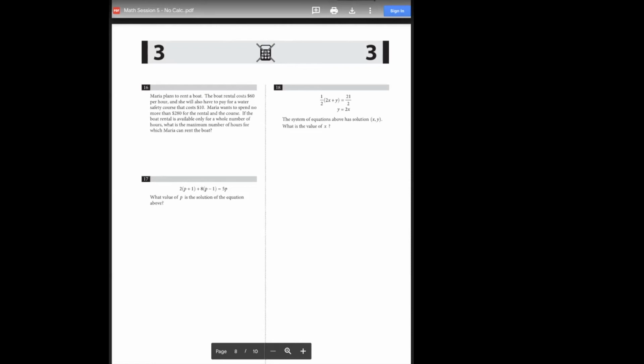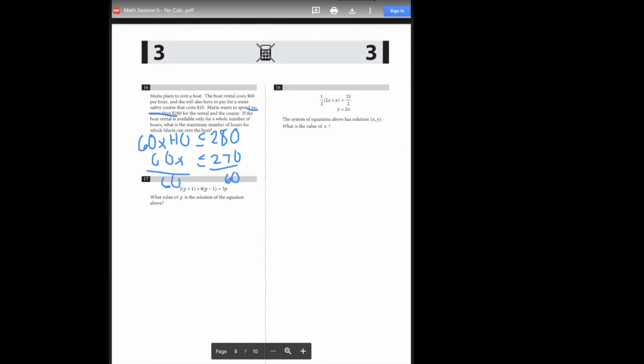This seems like an inequality because it's saying no more than 280, not equal to 280. Everything on this side has to be less than or equal to 280, because 280 is her limit. And it costs $60 per hour, so 60x plus 10, a fee that she pays at the beginning. So now we're solving for the maximum whole number of hours for which Maria can rent the boat. You just move the 10 over to the other side and treat it like a normal equation: 270 is 60x, and you divide.